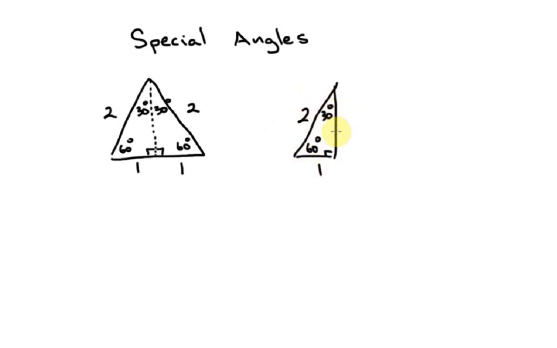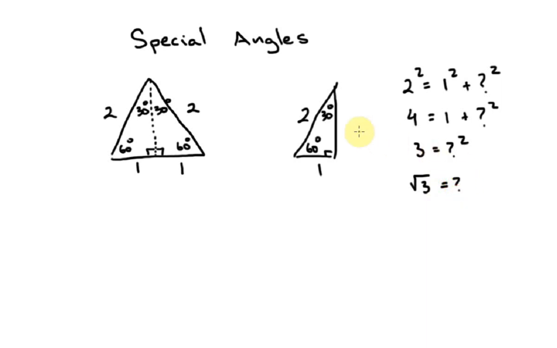Now we're going to use Pythagoras' theorem to get this missing side. The hypotenuse is the 2. So 2 squared equals 1 squared plus the unknown side squared. So that's 4 equals 1 plus the unknown side squared. Take 1 away from both sides. And now I'm going to square root the 3. So that's what the missing side is. So this is root 3. This is known as the 30, 60, 90 triangle.